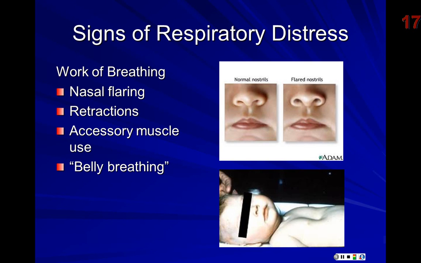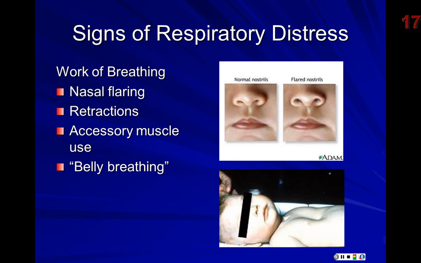So nasal flaring, look at the difference here in this baby and that baby. Look at that. That is a true retraction. Sometimes, and there is a YouTube video I really want to play for y'all, this baby collapses their chest almost half of the diameter. It is quite alarming. Remember, there's subclavicular, intercostal, and subcostal retractions, so it happens in various places.